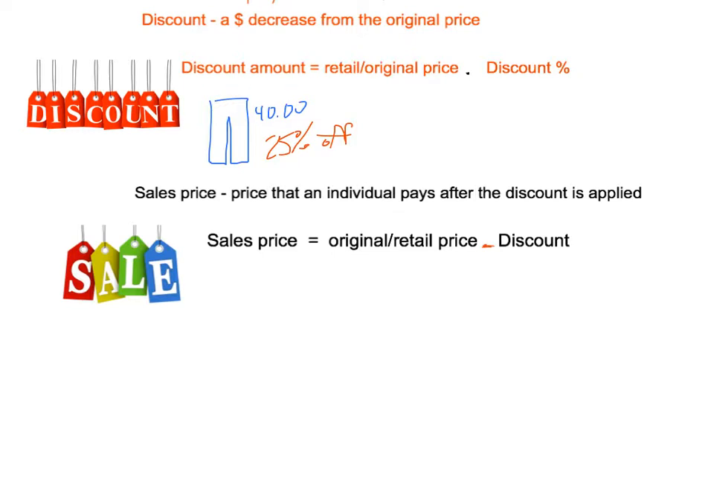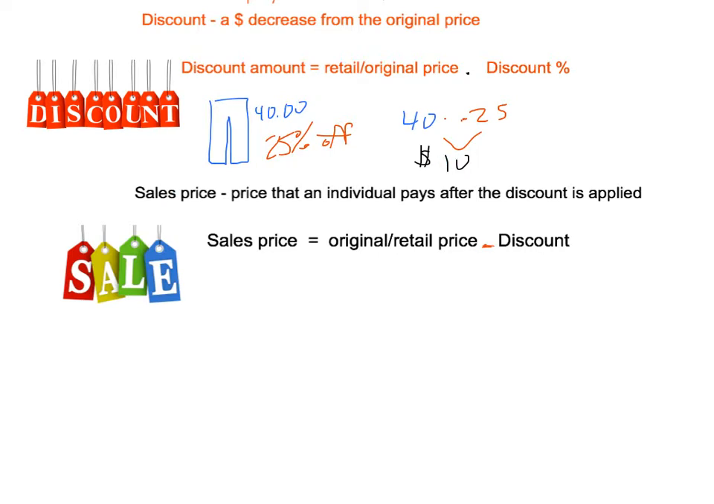Actually, how much are we taking off that original price? Well, I'm just going to take the retail original price, which was $40, and multiply that by the discount percent of 0.25, which is just 25% as a decimal. What is a quarter of 40? That is, of course, $10, right? So that's not the new price, but that is the discount amount.